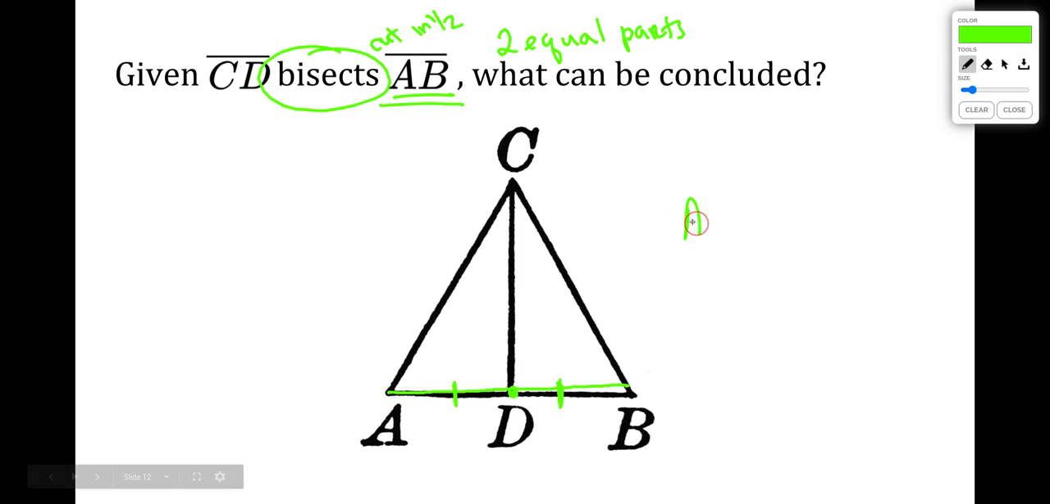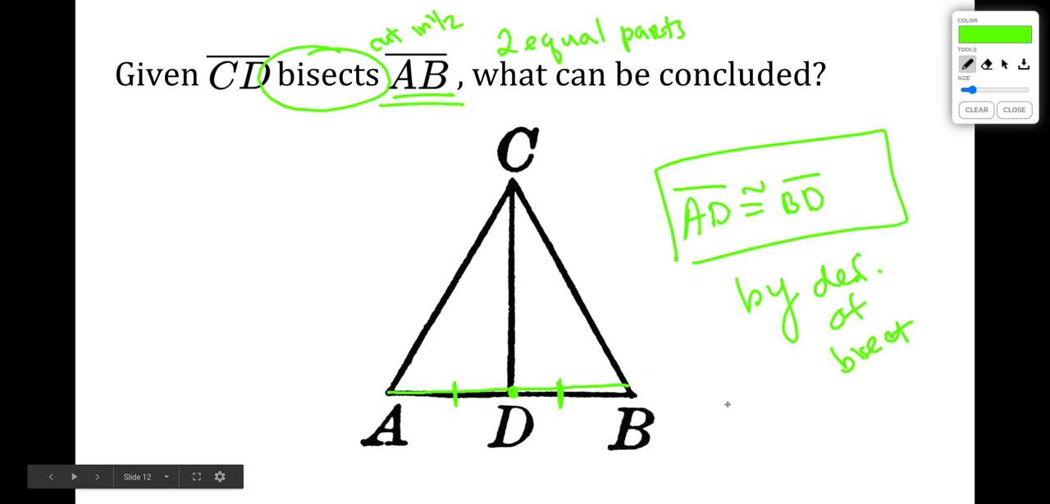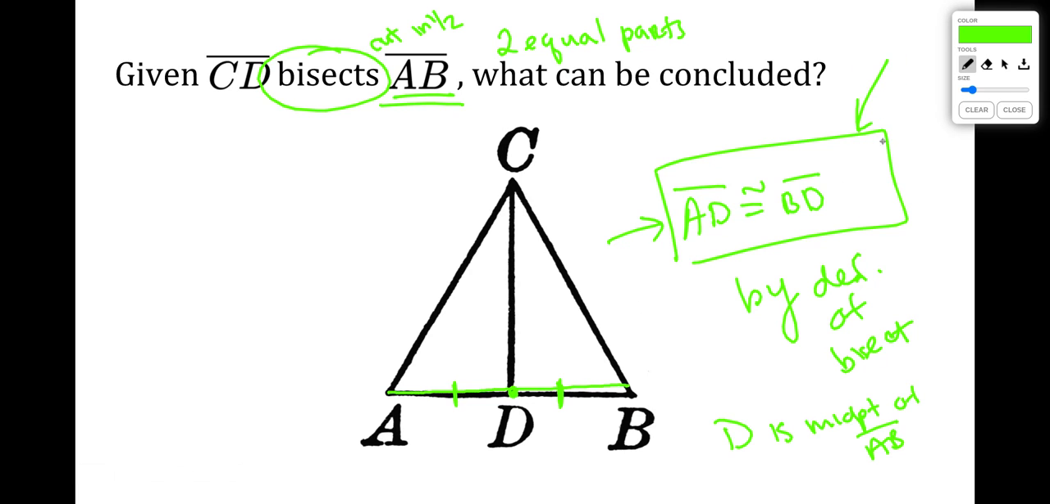What can we conclude? The only thing we can directly conclude is that AD is congruent to BD. Right? That's by the definition of bisect. That's all we know. We don't know anything else. I guess I could also say D is the midpoint of AB. If you said something like that, I think you know what you're doing. Just go a step further and think that we're working towards congruence. So we want to be able to make statements that are called congruent statements.